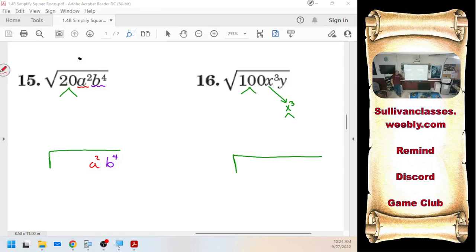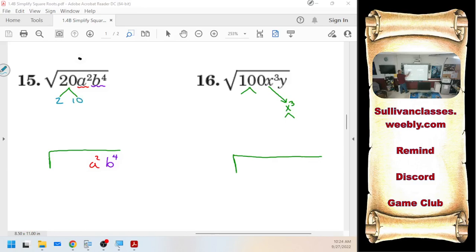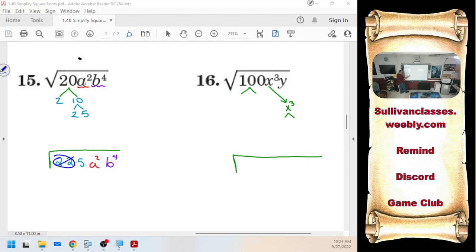What times what makes 20? Okay. What times what makes 10? So if I say 2 by 2 by 5, take out the pieces that you can. There's a pair of 2s, one gets out. A squared, who comes out? B to the 4th, who comes out? So everyone that's outside multiplies together, smashes together. Everyone that's inside stays inside. 2ab squared, root of 5.